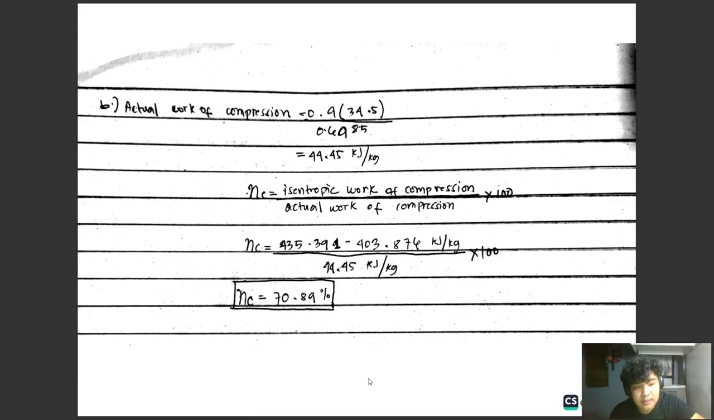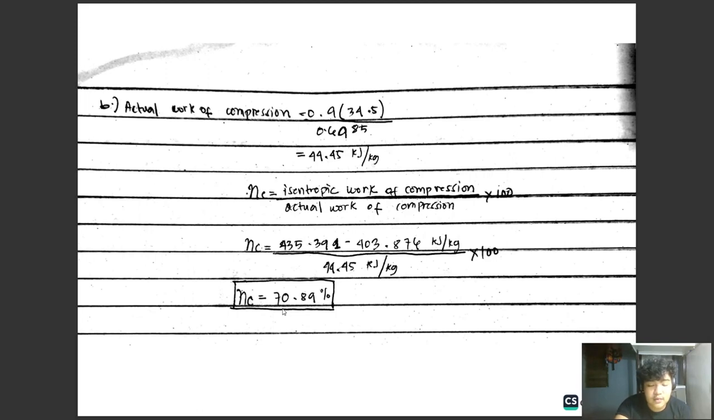For the compression efficiency, equals the isentropic work of compression over the actual work of compression times 100. So substituting the values, 435.391 minus 403.876 kilojoule per kilogram over 44.45 kilojoule per kilogram times 100. So we have the compression efficiency value at 70.89%.